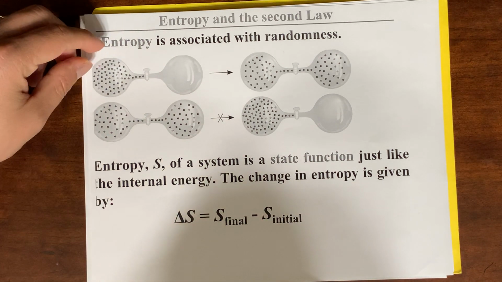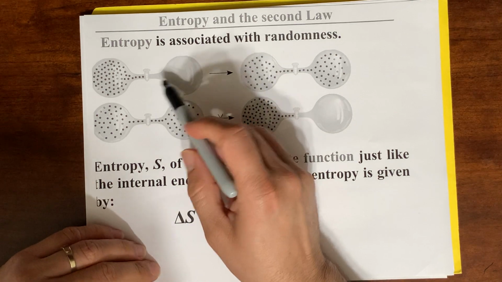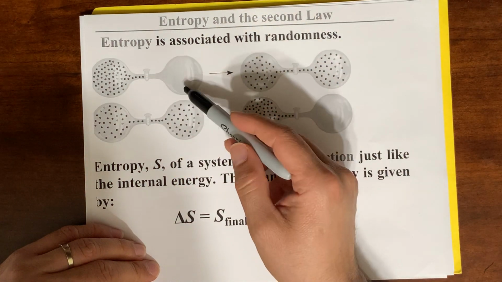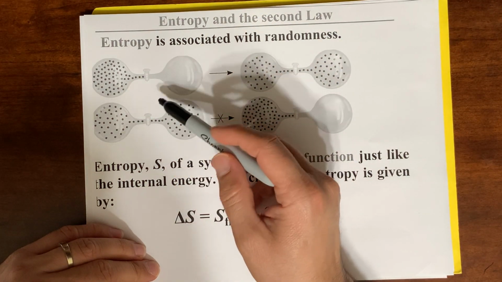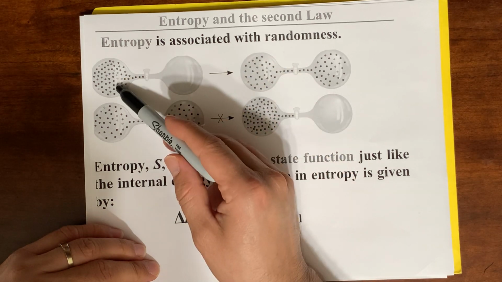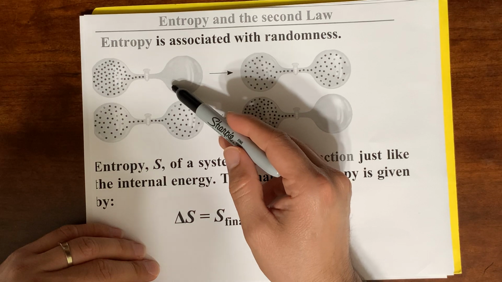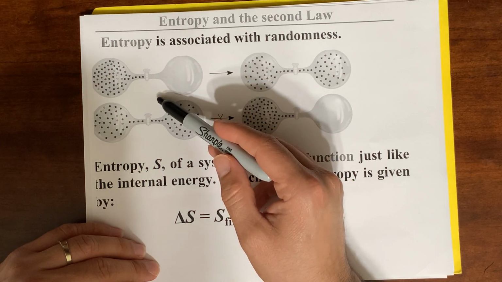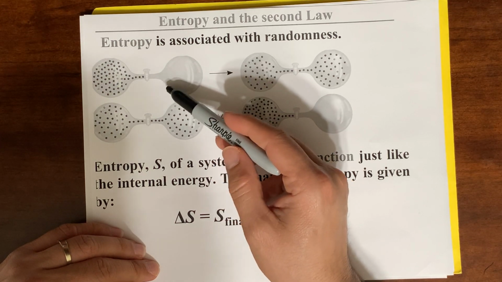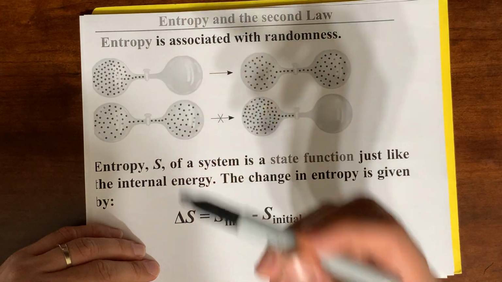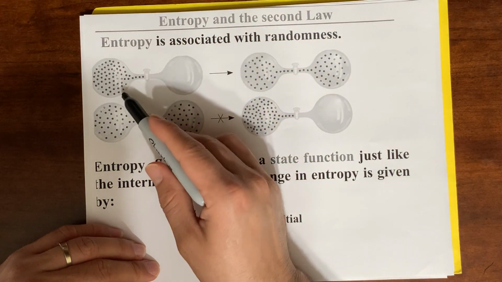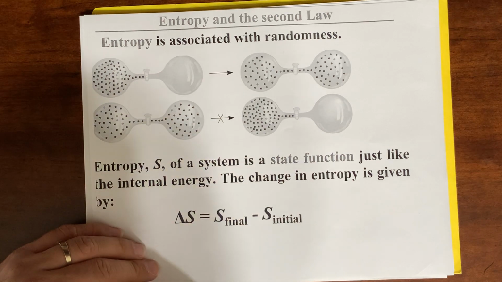Okay, so in this case, I have two balloons, two flasks, whatever you want to call them. One is empty and the second one is full. That's not natural. Something like this does not happen by itself. We force it. Because we force it, I'm going to say this one does not have much freedom.